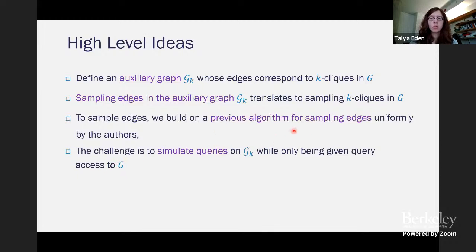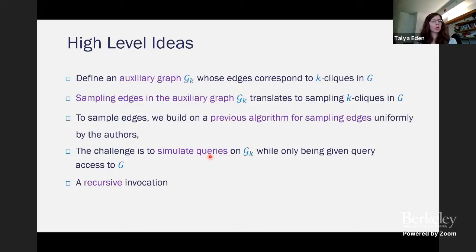So the previous algorithm we had was given query access to a graph G, and the output was uniform edges in this graph G. But now we're given query access to a graph G, and we want to output uniform edges in this graph GK, for which we do not have query access. So this will be the main challenge of the algorithm.